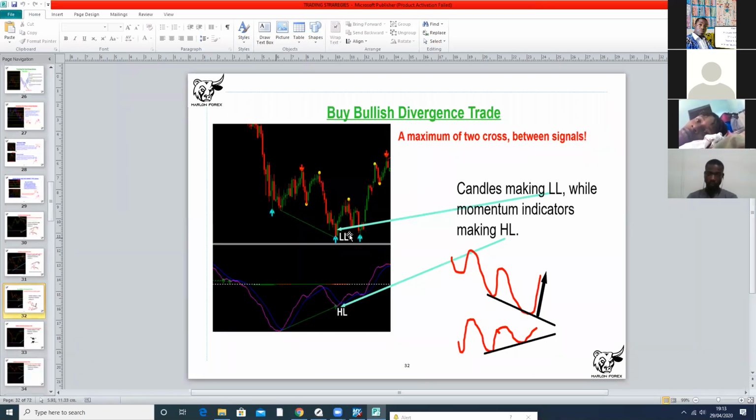Let's look at one now where we've got the buy. Here the market is making lower lows, these candles are lower than this low, but the momentum indicator is making a higher low. While the price is getting lower and lower, the momentum indicator is going higher and higher. Then we're looking to buy there. Next, let's look at another example.